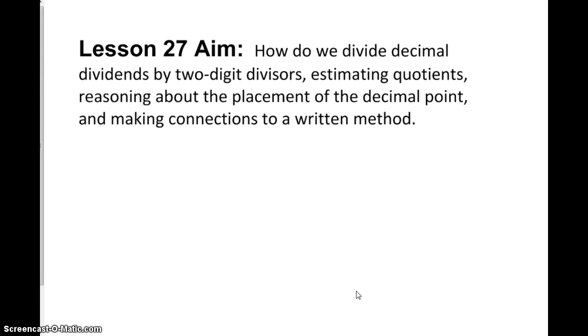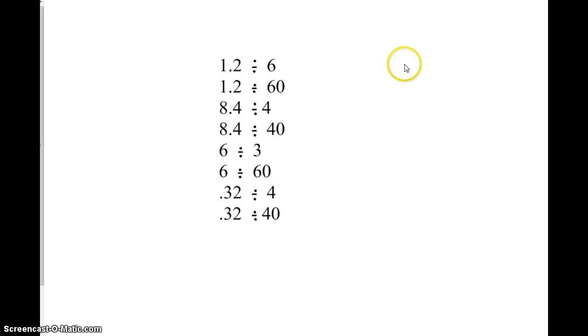Okay, so today we're doing lesson 27, and our aim is how do we divide decimal dividends by two-digit divisors, estimating quotients, reasoning about the placement of the decimal point, and making connections to a written method. So it's basically how do we divide using decimals in the dividend. So let's get started. All right.